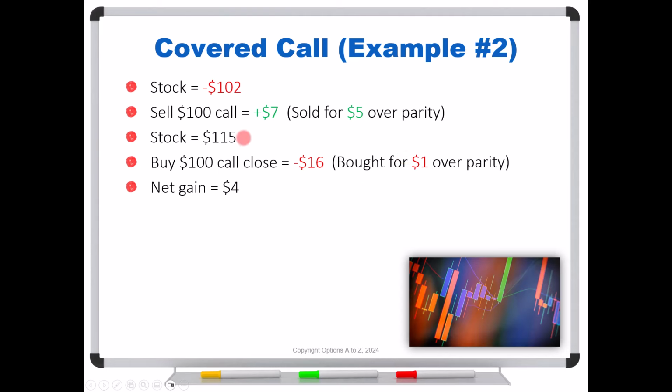I don't need to go through all of the steps and find out how much I made or lost on the stock and how much I made or lost on the option and try to figure it out. It's instantly apparent once you look at things in terms of parity. Let's try a couple more.